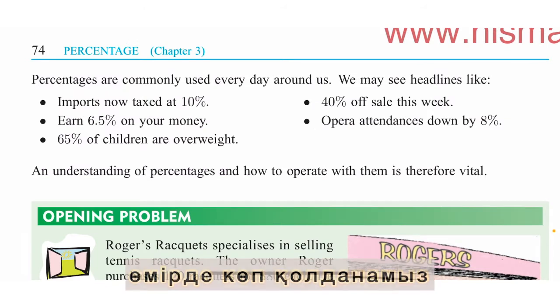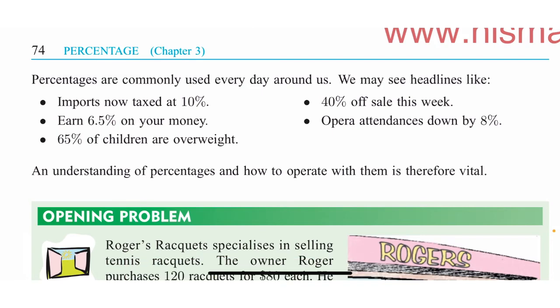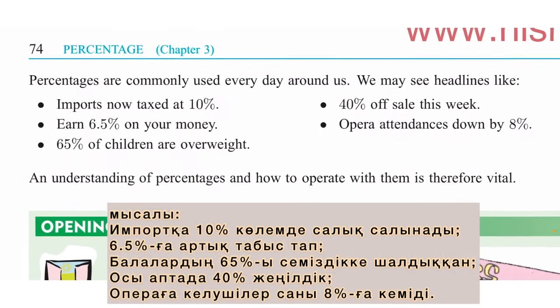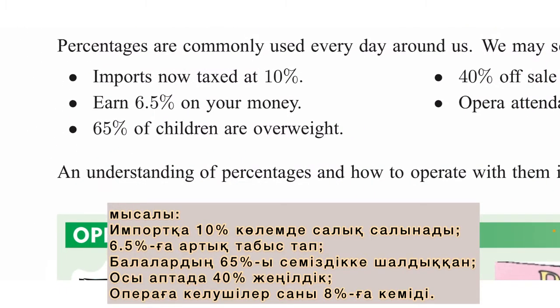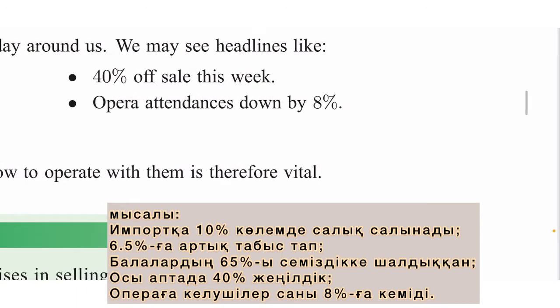We can see here many examples for percentages that we use every day in our daily life. We may see headlines like imports now taxed at 10%, earn 6.5% on your money, 65% of children are overweight, 40% off sale this week, opera attendance is down by 8%.